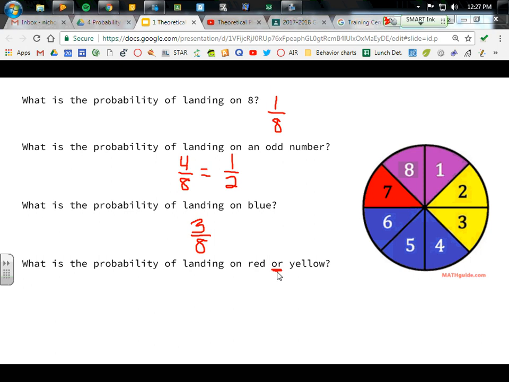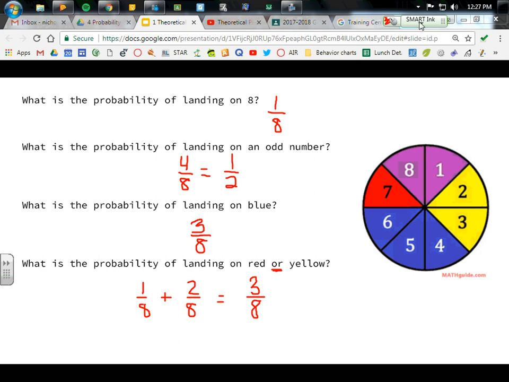And what's the probability of landing on red or yellow? Whenever we see that word or in probability, that means that we can add up our probabilities. So what's the probability of landing on a red? That would be a 1 out of 8. And then the probability of landing on a yellow would be a 2 out of 8. So the word or tells us that it doesn't matter which one we land on. We'll take any of those. So we can add them up, and we can say that there's a 3 out of 8 probability, 3/8 probability that you will land on either a red or a yellow.